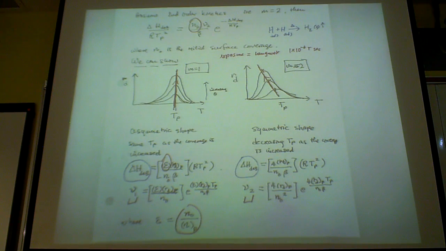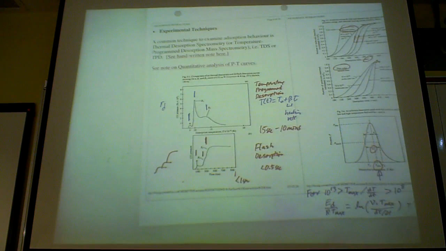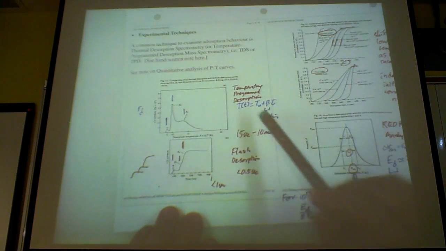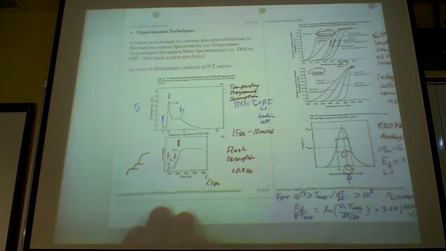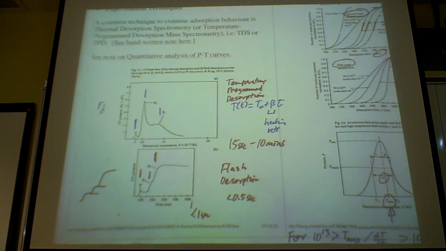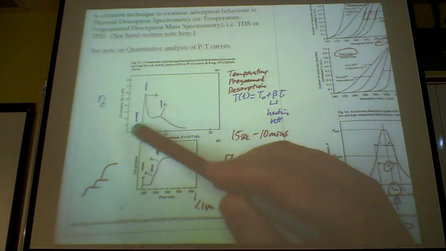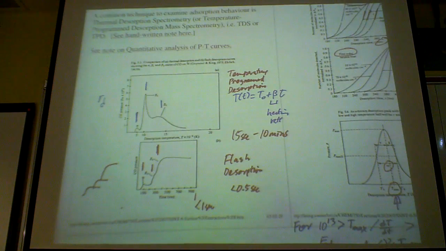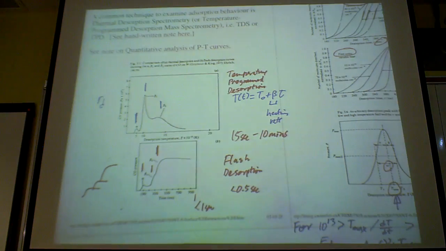So that's it, and so what do you see on here? Let me go back to my main notes here. So there's a quick rundown on some pictures that we got. If you look at this TPD and you assume a linear heating rate, then you will see a peak like this. Here is a change in the desorption temperature, or the desorption rate, essentially R sub D.